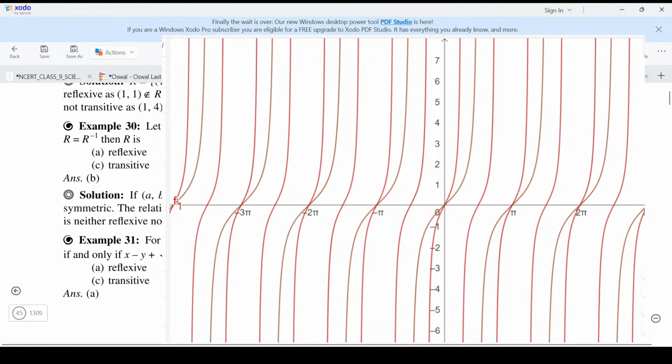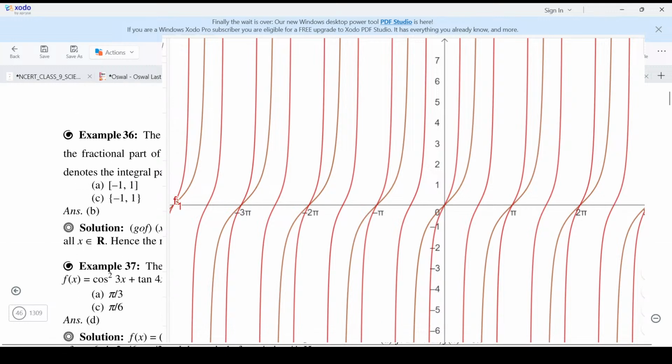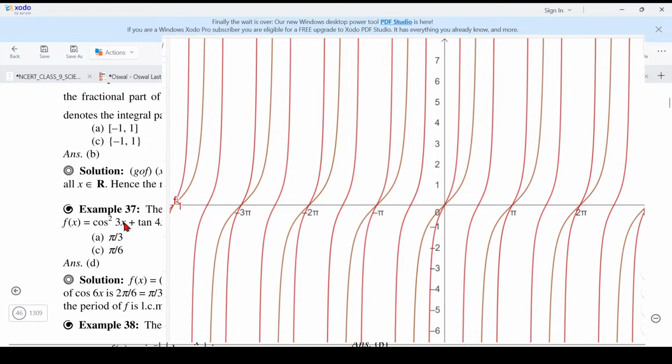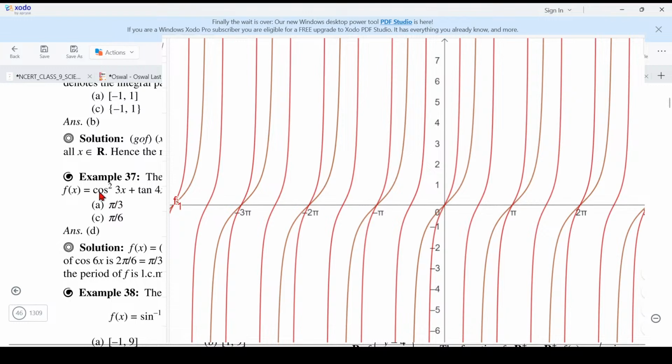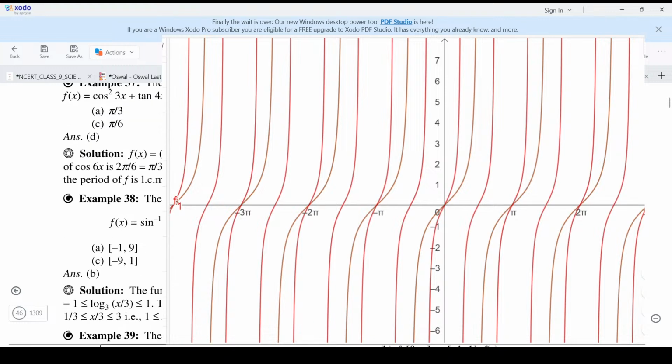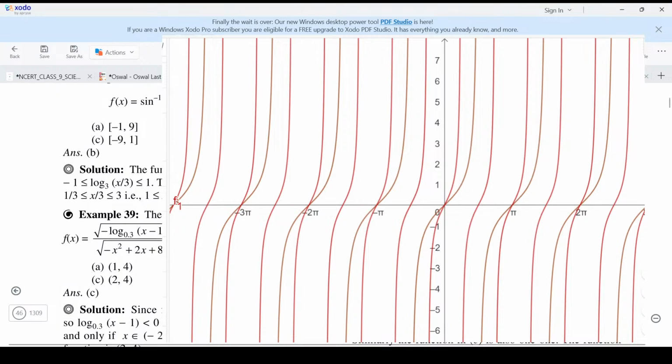This one you can do. F of x is given, f inverse you have to calculate, you can do. Range, this one. See, period. What will you do? There's a cos square, there's a tan 4x. So cos square you can turn to cos 6x, then you take the LCM. Cos 6x, the period is 2 pi by 6. Tan x is pi, tan 4x is pi by 4. You take the LCM. This you can do, right?